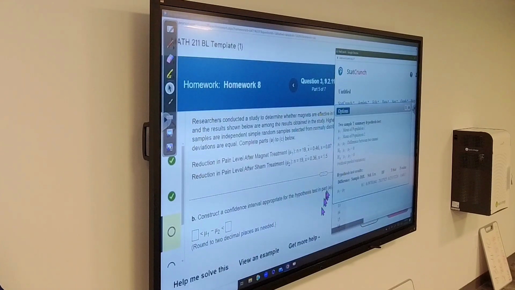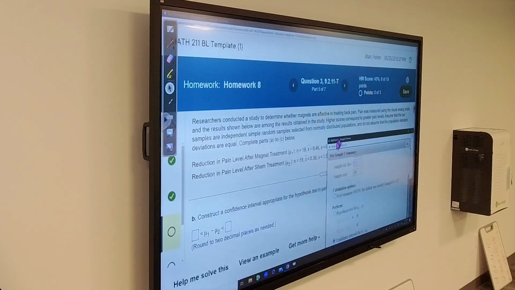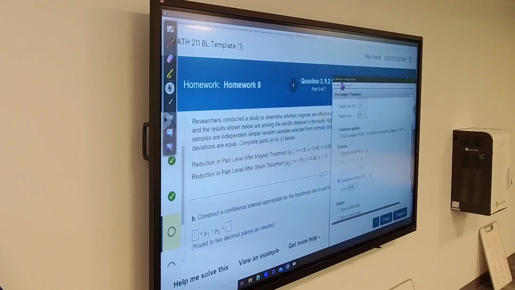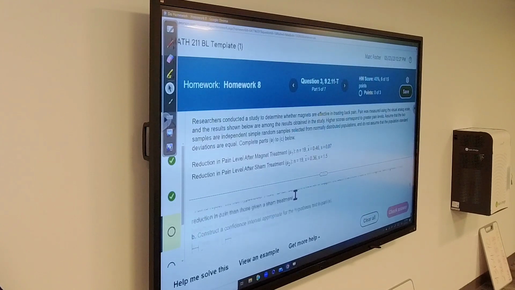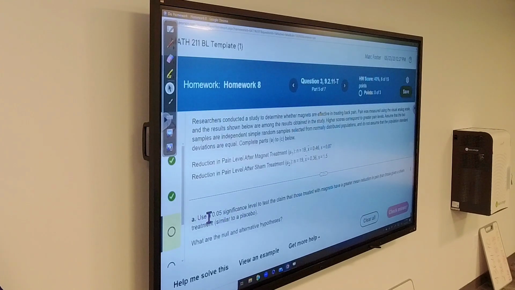Construct the confidence interval. I'll go back to my StatCrunch. I'll say options, edit. All my numbers are still there. I can switch it to confidence interval. And I need to know what my confidence level was. So my significance level is 0.05.